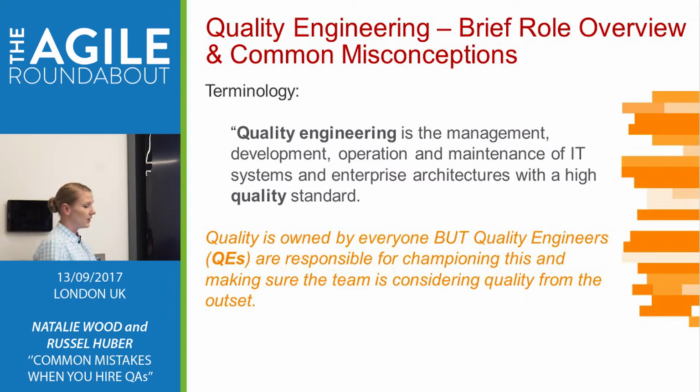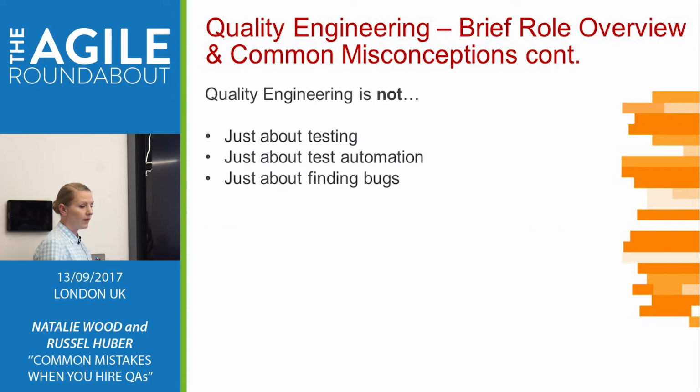So this is from Wikipedia. Quality engineering is the management, development, operation and maintenance of IT systems and enterprise architectures with a high quality standard. I think everybody will probably agree that quality is owned by everybody, but quality engineers, who are called QEs rather than QAs, are responsible for championing this and making sure that the team is considering quality from the outset. So that's my take on what quality engineering is really all about.